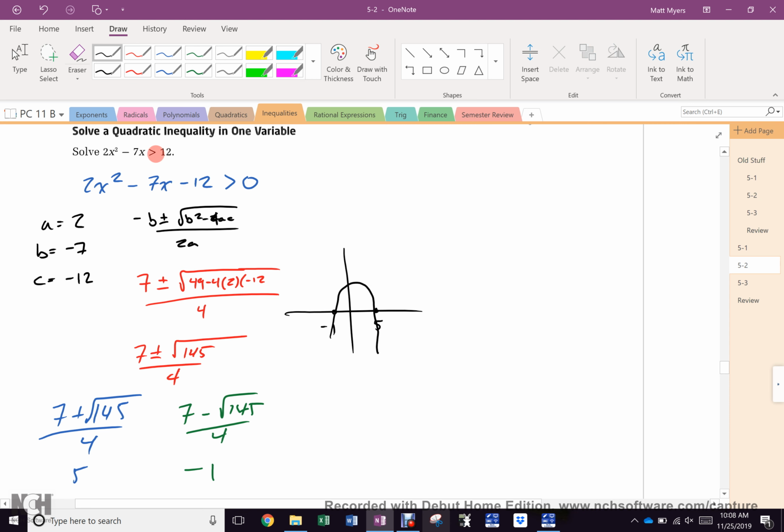And I care about greater than 0, yes? So where is it? Oh, it's happy, sorry. Greater than 0. So where is it? Well, more than that root, right? And less than that root. Everybody understand? So I could write x is greater than 7 plus root 145 over 4, and x is less than 7 minus root 145 over 4, if I wanted it exact. Or if it was a real life situation, I'd give those decimals. Everybody cool?